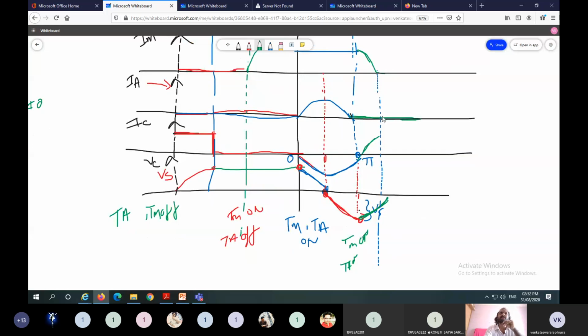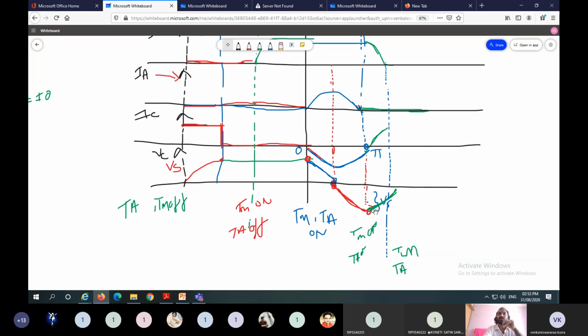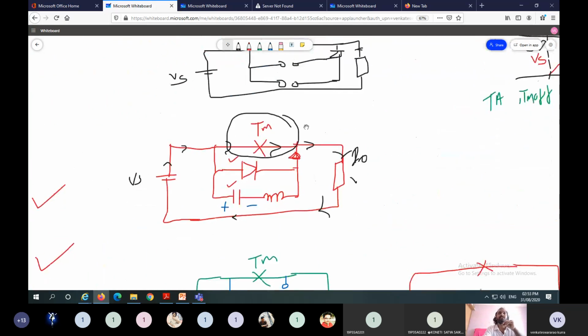For this blue line, in this time period, TM also off. TM off. TA already off. Both SCRs are off. So in this case, capacitor is completely discharged. Capacitor supplies the current, and again capacitor starts charging.